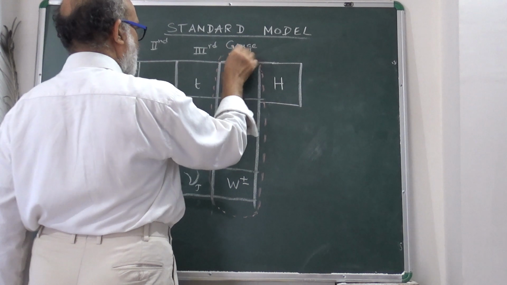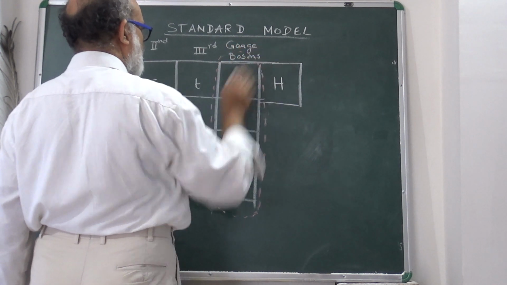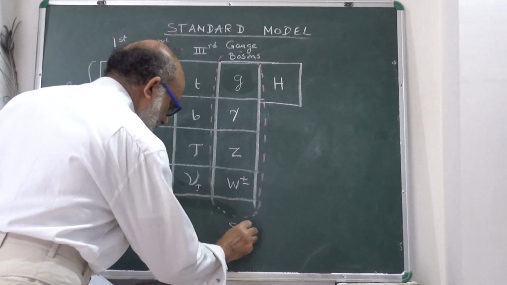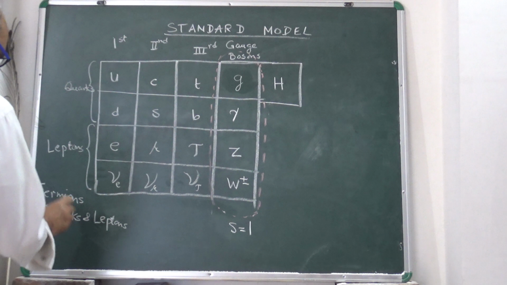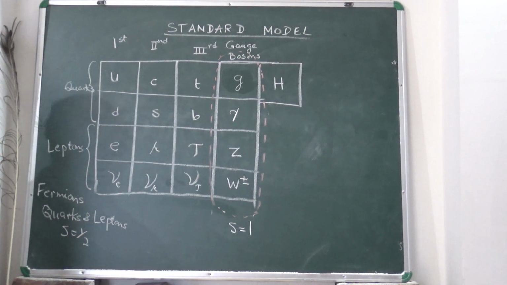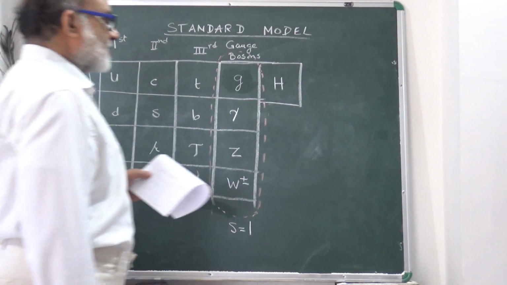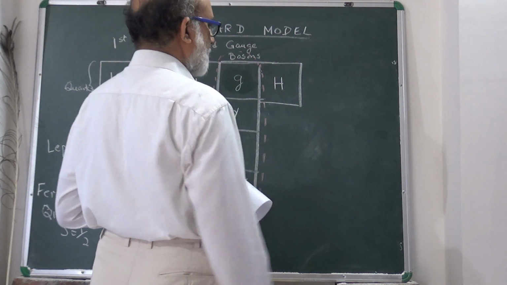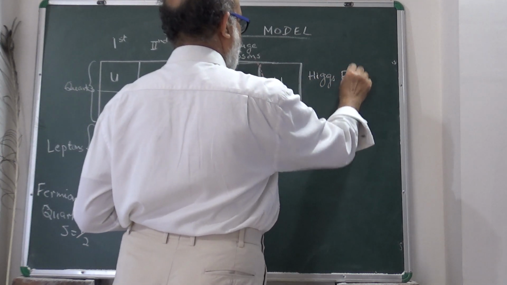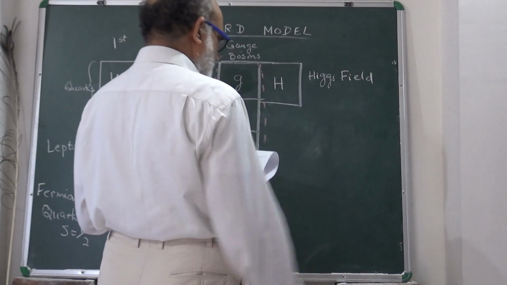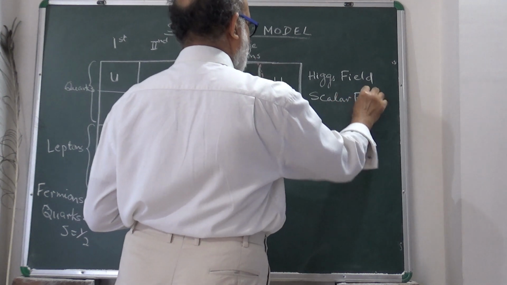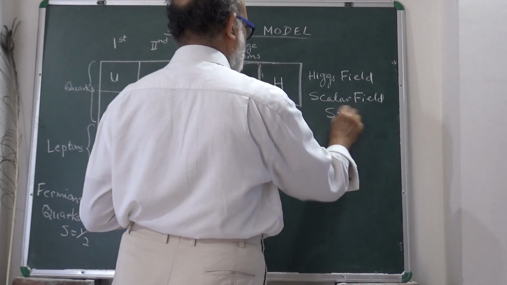Gauge bosons. Their spin is 1, and here the fermions have spin 1/2. And there is a scalar field here, which is called Higgs field. Which is a scalar field, and spin is 0.